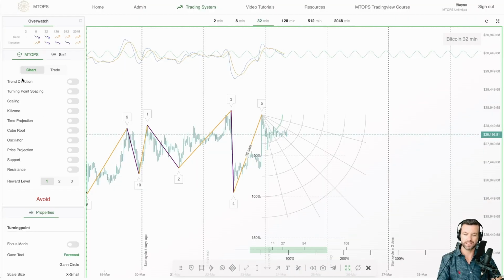Well, with this list of 10 essential market influences, we put it into 5 segments and got our name from that. Trend direction, turning point spacing, scaling, and kill zone was the M of MTOPS because it is in the market structure segment. To follow is the time projection and the cube root, which will make up the T for MTOPS. O for oscillator, self-explanatory. Price projection is the P, and then support and resistance is the S.